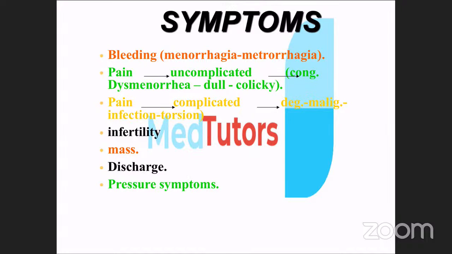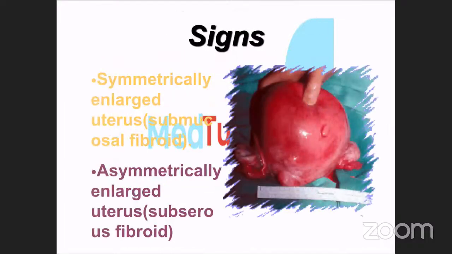There may be associated pressure symptoms, dysuria, urinary frequency, constipation, dyschezia, because of the pressure of the huge mass in the pelvis. There may be infertility, and there may be abnormal vaginal discharge. This is very common with pedunculated cervical fibroid. Next slide. And you start thinking of cervical cancer, only for you to do a VE and you see one big fibroid nodule there. Signs.